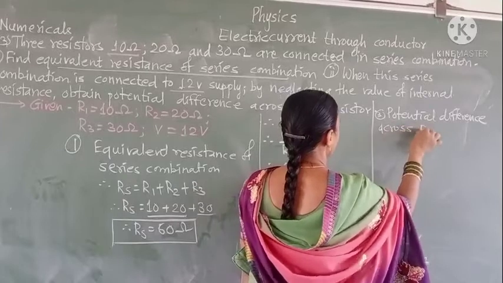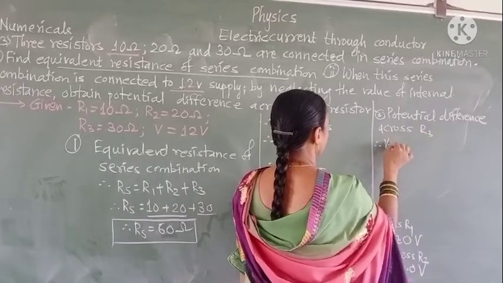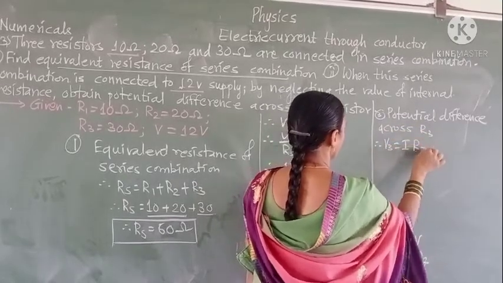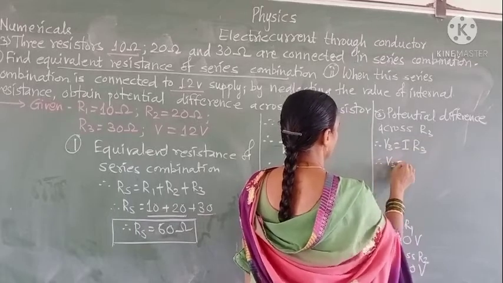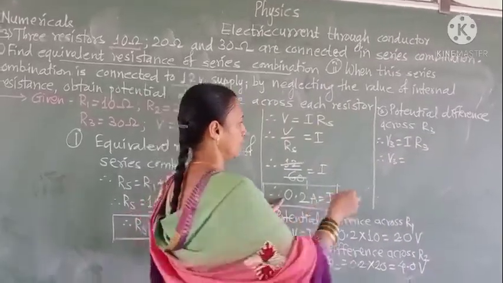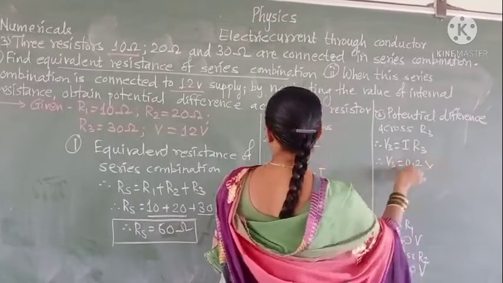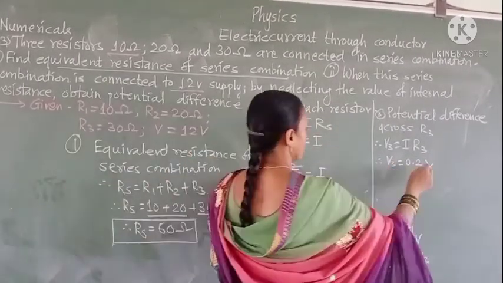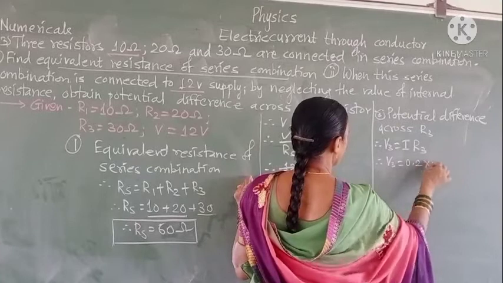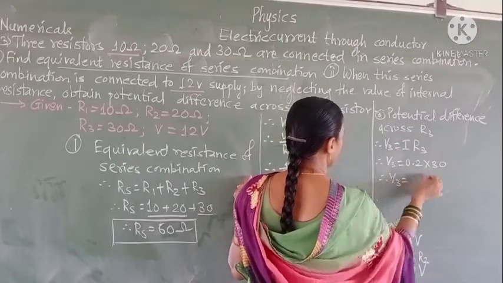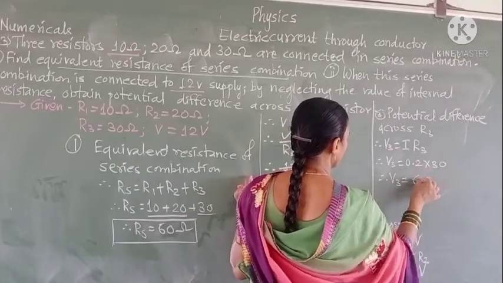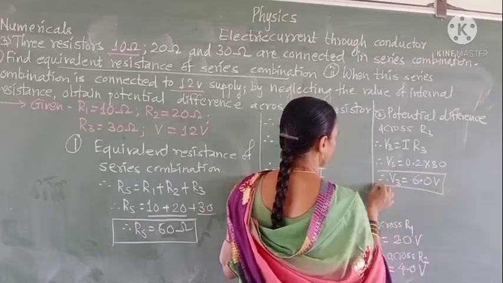Across R3, P3 is equal to I into R3. I has the value 0.2, R3 has the value 30, therefore 0.2 into 30, hence P3 is equal to 30 into 2, that is 60, that is 6.0 volt.